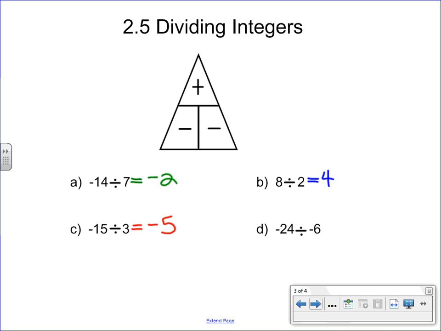Negative 24 divided by negative 6. We have a negative number divided by a negative number. So I'm going to cross off two negatives, one for the first one and one for the second one. And we notice that our answer then is going to be positive. So negative 24 divided by a negative 6 is going to be a positive 4.